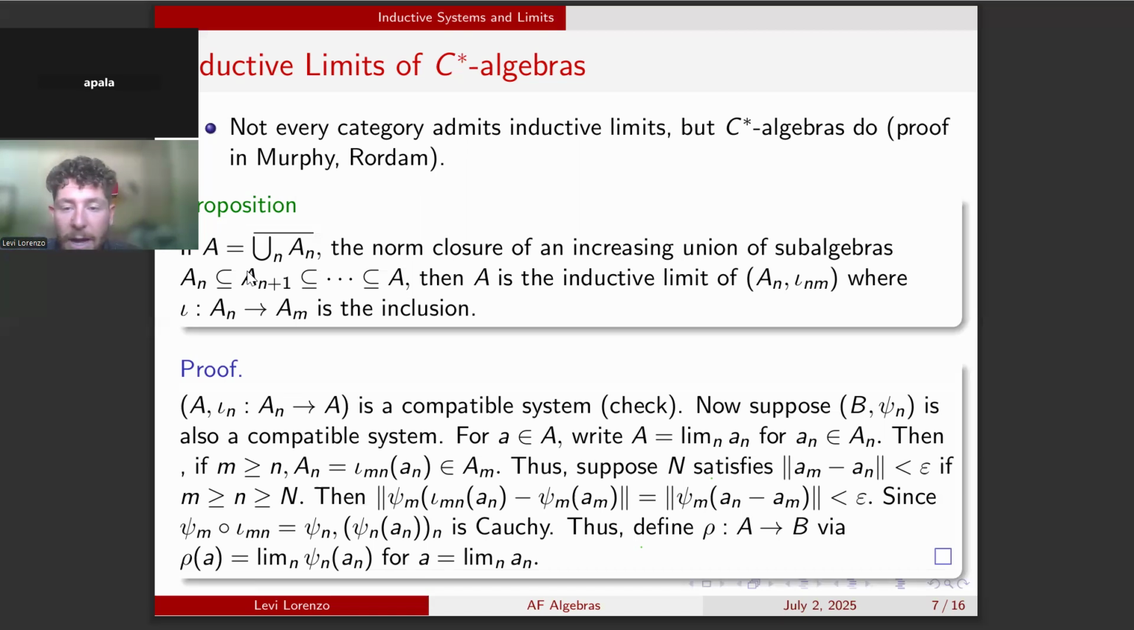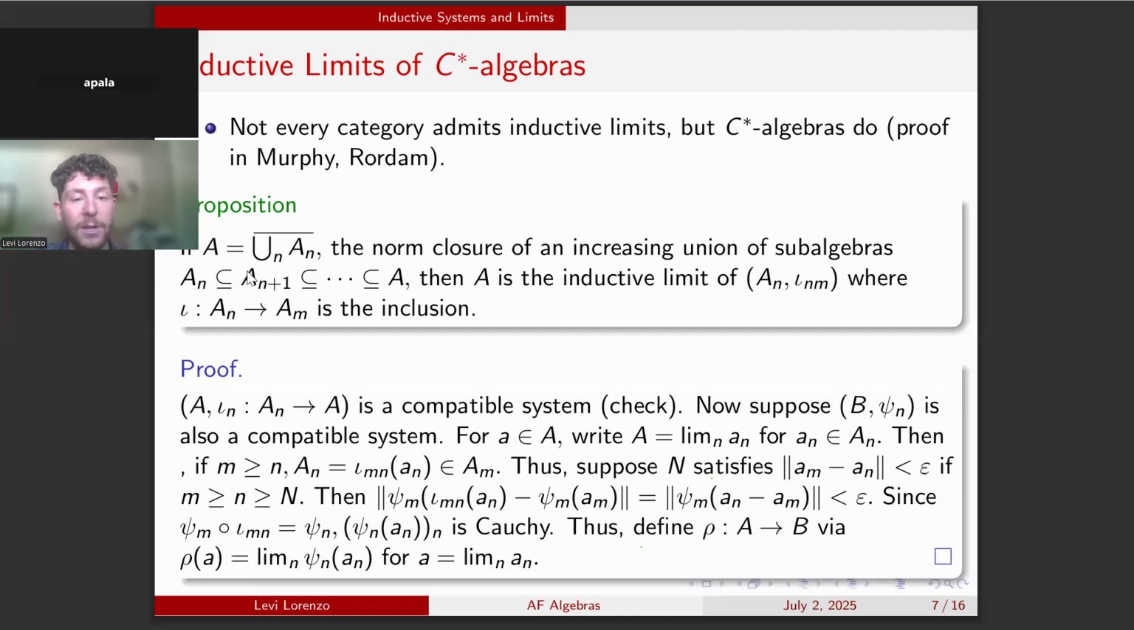Now, we're thinking about this as being a limit, so the sequence has to be Cauchy. If you go far enough down the line, any elements that are farther on from that point are within epsilon, which is just satisfying the definition of Cauchy. And then you apply the map psi.